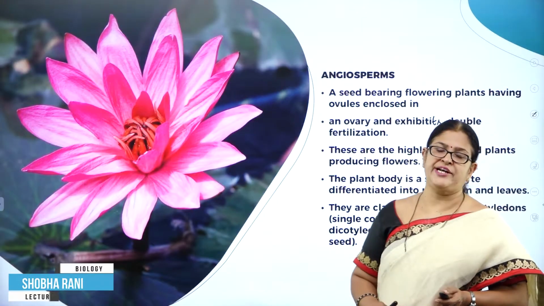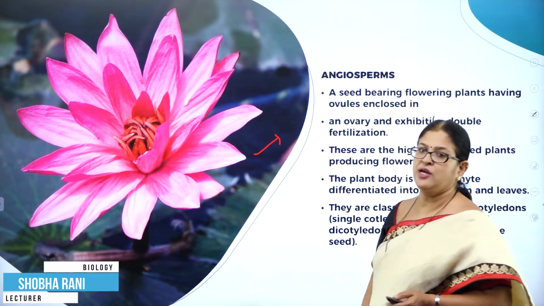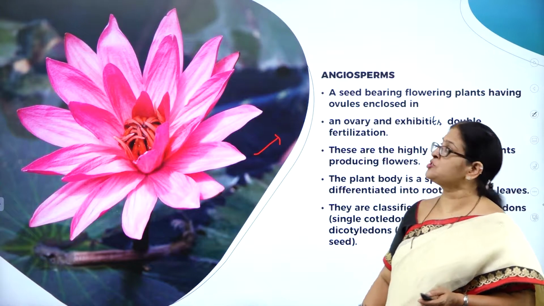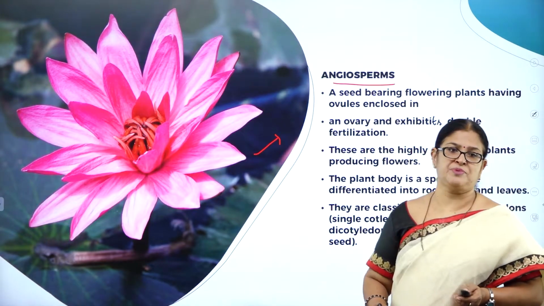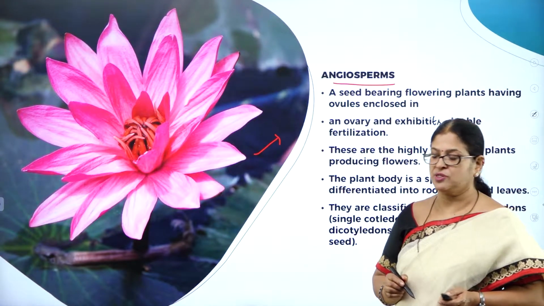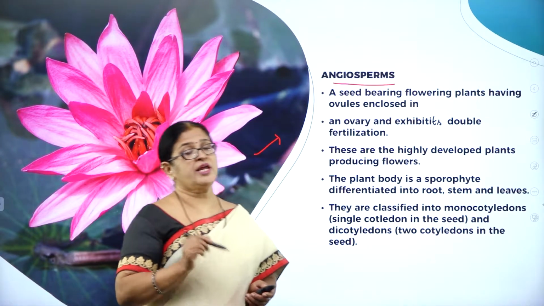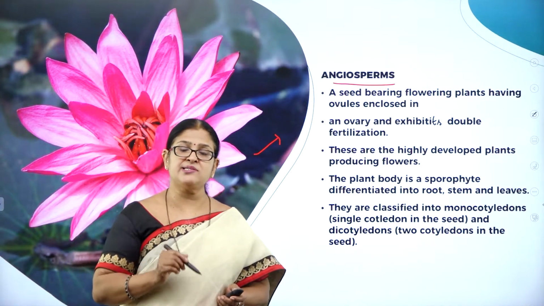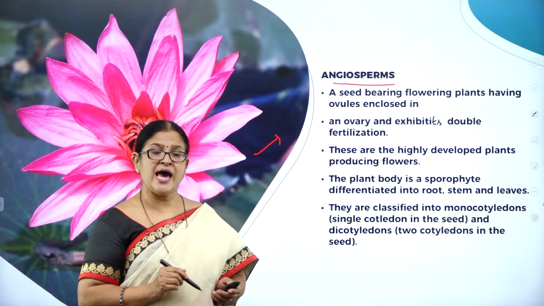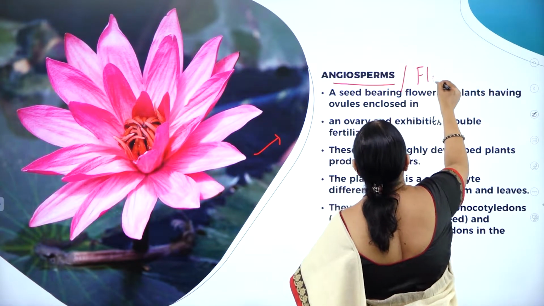What are we going to study in today's session? By seeing this beautiful flower, you can assume it is none other than the angiosperms. So we are going to discuss a very important group of plants called angiosperms. I think all of us know that 3/4 of the plants existing on this planet Earth are angiosperms. Angiosperms can also be called flowering plants.